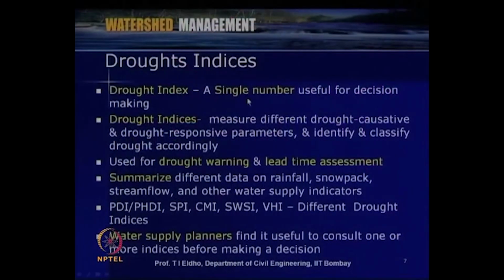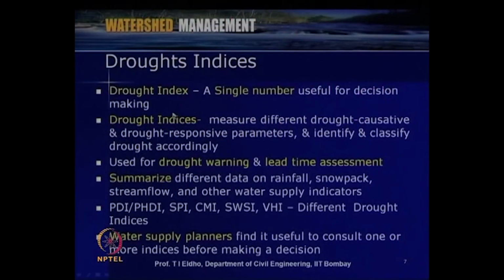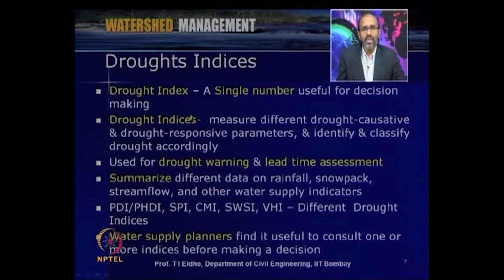So, as I mentioned earlier, drought index is a single number useful for decision making, by considering the various aspects like the meteorological parameters, then hydrological parameters, then the agricultural aspects like that. So, these drought indices give measure of different drought causative and drought responsive parameters and identify and classify drought accordingly.